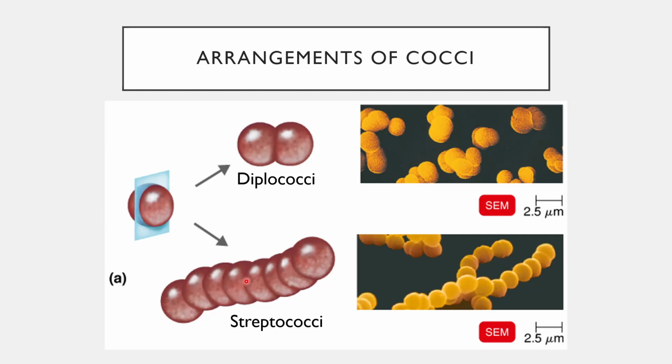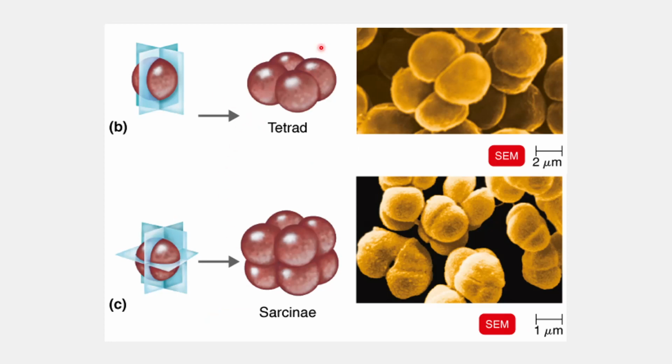It is also possible to have more than one plane of division. In the tetrad arrangement of cocci bacteria, there are two planes of division, so that the cell divides once in one direction, and then those same cells divide in a different direction. And all four resulting cells remain adhered to each other in the tetrad arrangement.